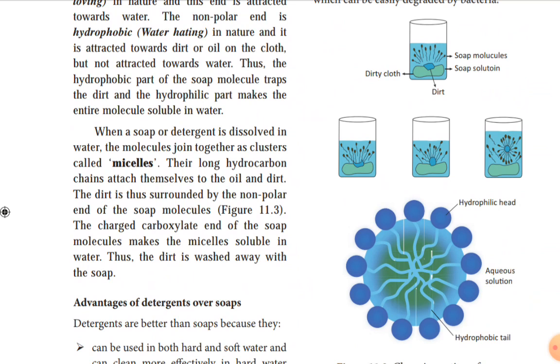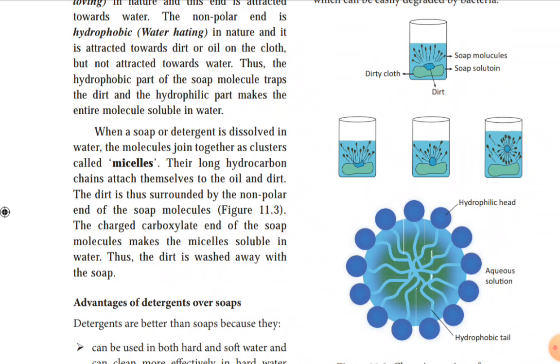So when soap or detergent is dissolved in water, the molecules join together as clusters called micelles. That is an aggregate of surfactant molecules dispersed in a liquid, forming a colloidal suspension. So the surfactant molecules, which reduce the surface tension and form a colloidal suspension, that is called micelles.